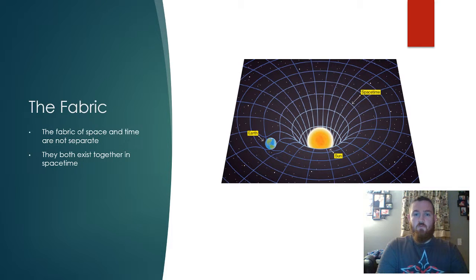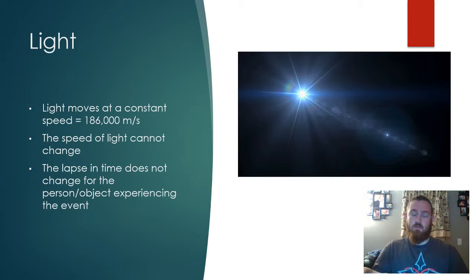So when speaking about time, the fabric of space and time are not separate. They both exist together, and this is called space-time. They exist as one individual object, for lack of a better term. And you can see that here in the image. The fabric is the grid around the sun and the earth. Light is basically a way for us to monitor.